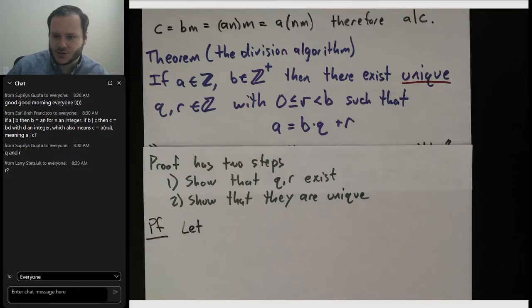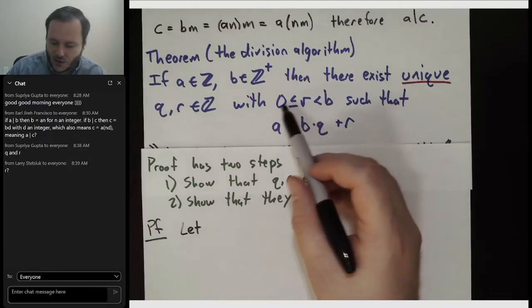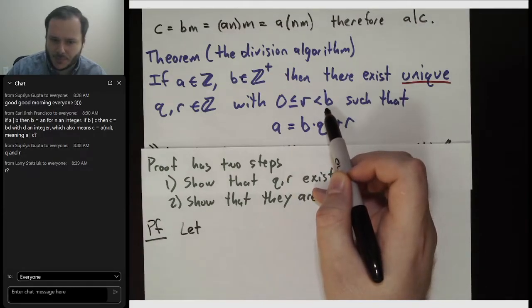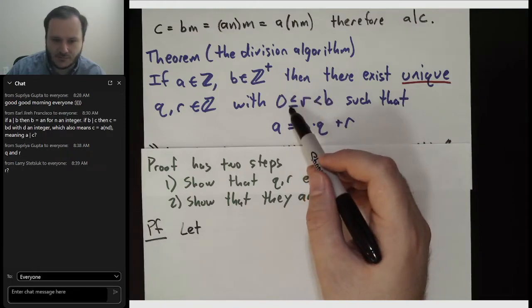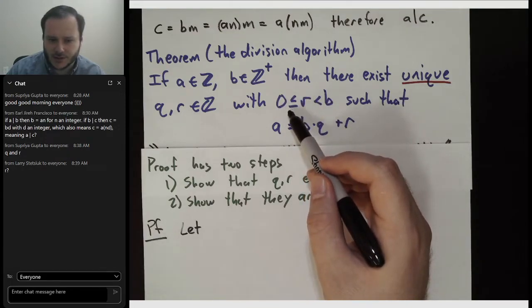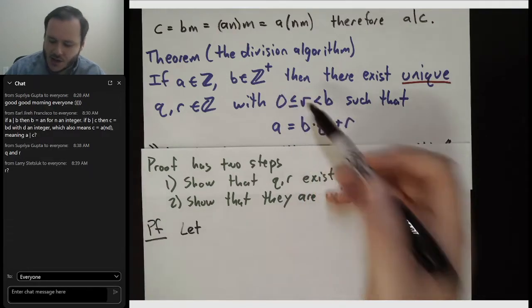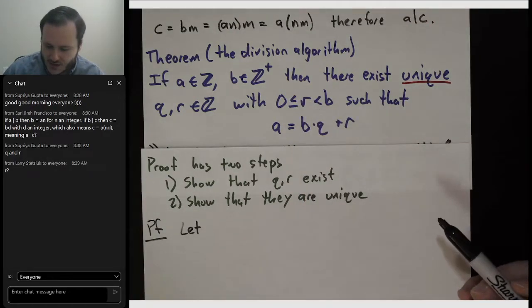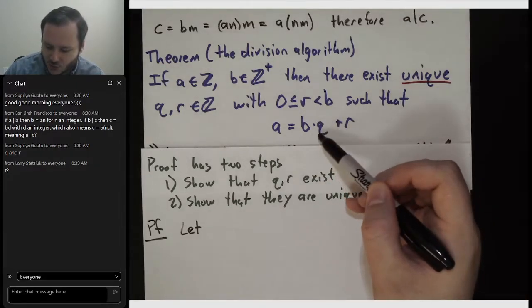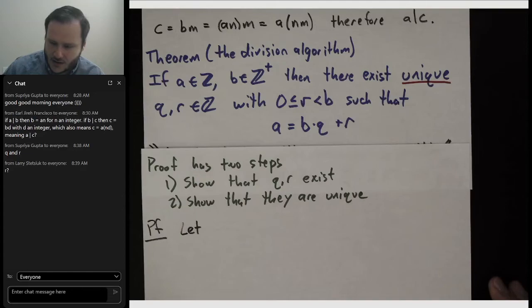So I don't want to do induction on Q and R. I don't want to do induction on R because R is stuck between 0 and B. There's only B different choices for R, so it's not going to be true for all the integers. Q is a better guess, but Q is not actually the thing that's controlling what's going on here. So good guesses, but not what I want to focus on.